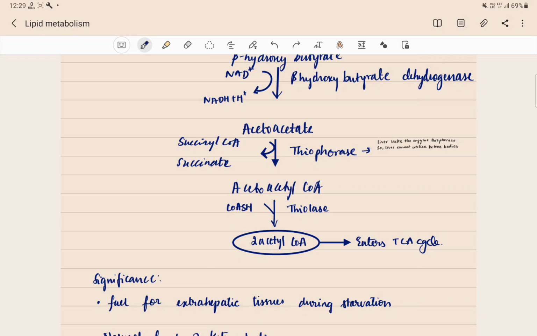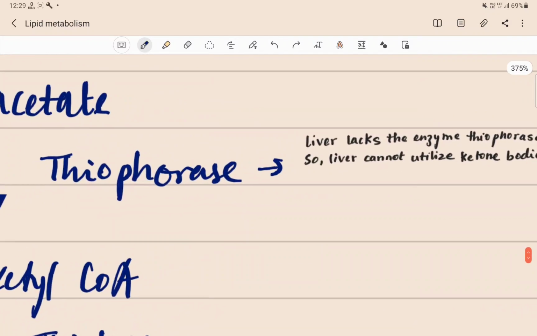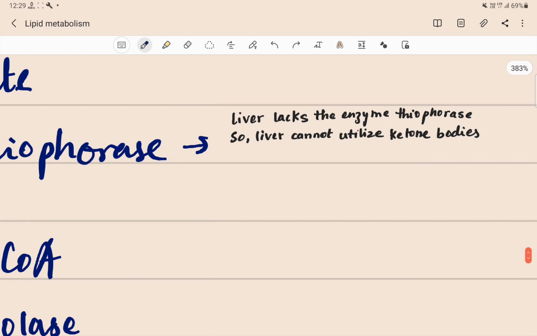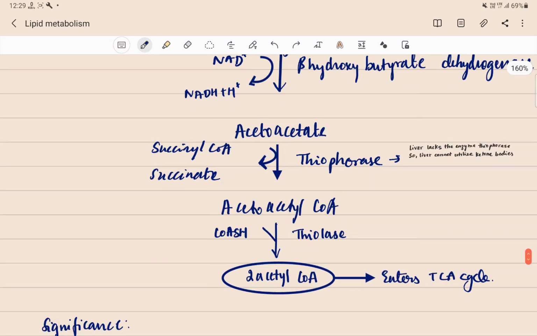This thiophorase enzyme is absent in the liver. The liver lacks the enzyme thiophorase, so the liver cannot utilize ketone bodies. This is the reason why the liver cannot utilize the ketone bodies which are formed in it; they are transported to the extrahepatic tissues because they can't be utilized in the liver.